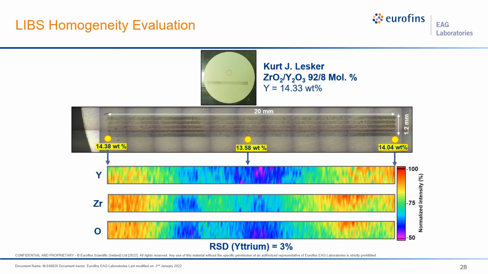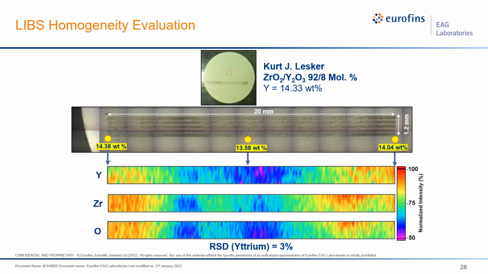Basically, you have a laser beam scanning through it, and you have multiple scans, and you monitor the yttrium, zirconium, and oxygen content changes across the scanning directions. The scanning length scale is 20 millimeters by 1.2 millimeters. We have multiple scans, and the yttrium, zirconium, and oxygen distribution patterns are mapped here.